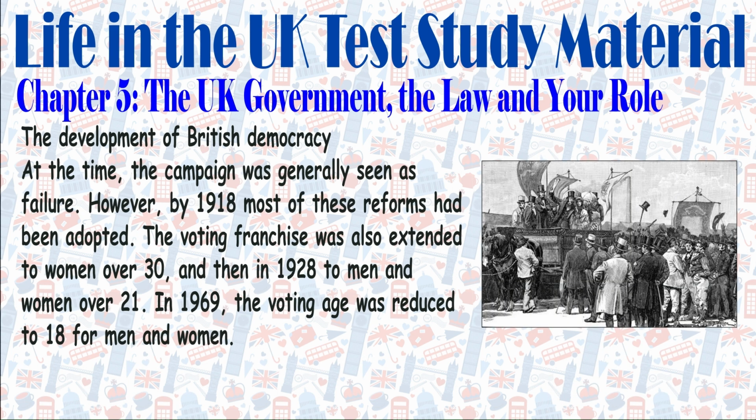At the time, the campaign was generally seen as a failure. However, by 1918 most of these reforms had been adopted. The voting franchise was also extended to women over 30, and then in 1928 to men and women over 21. In 1969, the voting age was reduced to 18 for men and women.